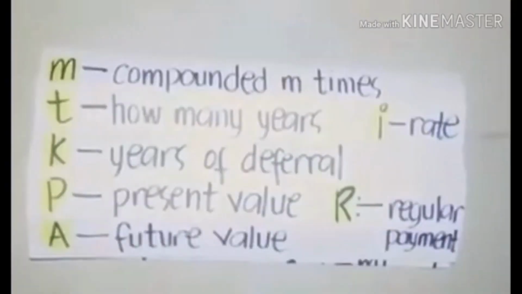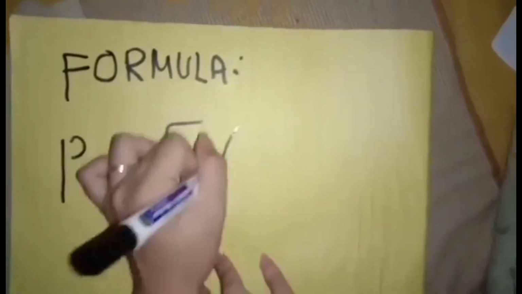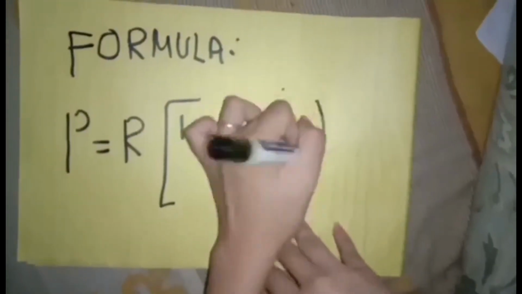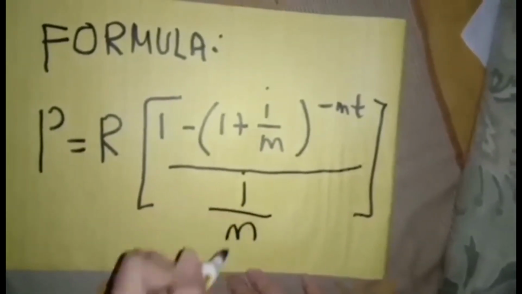So here's the legend for the formula. M stands for compounded M times, T for how many years, K for years of deferral, P for present value, A for future value, I for rate, and R for regular payment. Formula: P equals R times 1 minus quantity of 1 plus I over M raised to negative MT, over I over M.